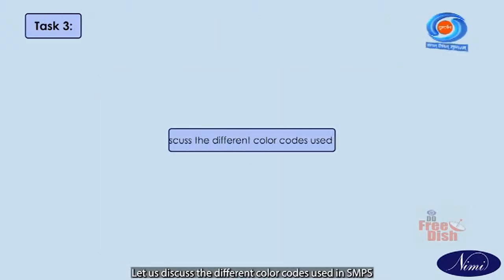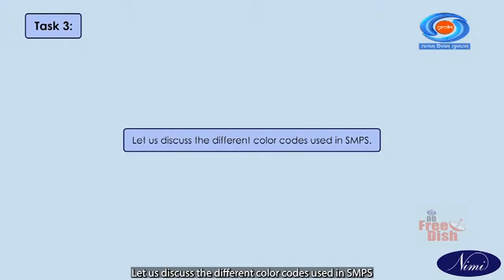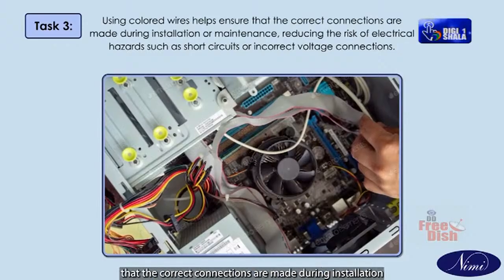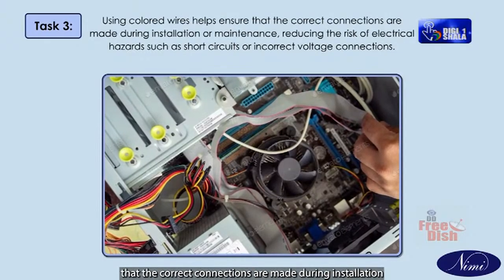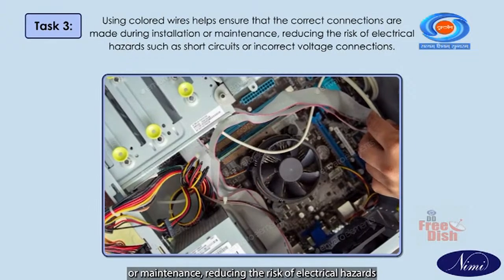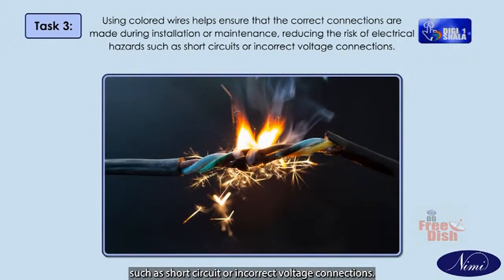Task 3. Let us discuss the different color codes used in SMPS. Using colored wire helps ensure that the correct connections are made during installation or maintenance, reducing the risk of electrical hazards such as short circuits or incorrect voltage connections.